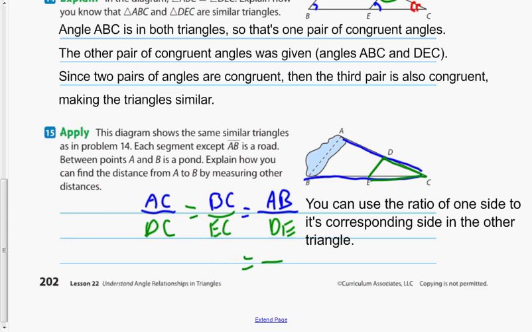Let's just say we knew BC was 3 and EC was 2. And if we don't know what AB is, we could say that's our X. And let's just say DE was 4. Based on that, you can solve your proportion by cross-multiplying, or you can know that multiply by 2, multiply by 2, X is going to end up being equal to 6. That was just an example. I don't have exact numbers here, but you can use that ratio.